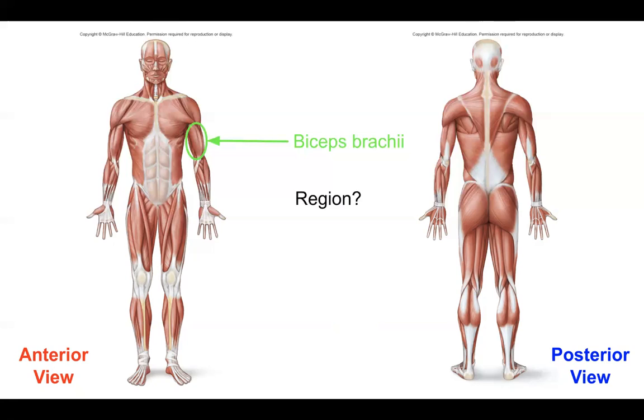All right, so what region is the biceps brachii located in? Okay, what anatomical region do we say that the biceps brachii is located in? Further, what joint does the biceps brachii move? What joint does the biceps brachii move? And finally, how does the biceps brachii move that joint? What action does this muscle perform at this joint?